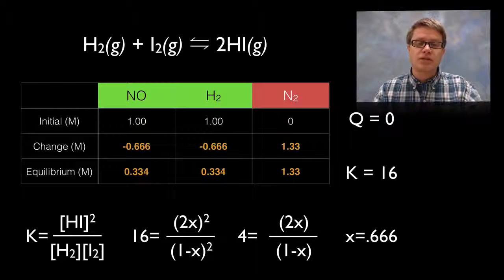And now I just put those x values back in my ICE table before. So this is going to be my negative x values right here, and this is going to be my 2x value. And so just knowing my equilibrium constant, I can figure out the rest of this table, what's going on.